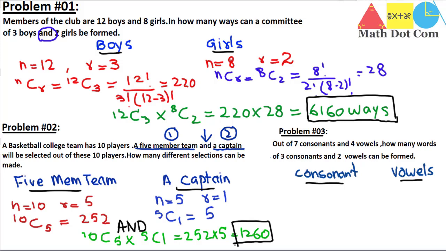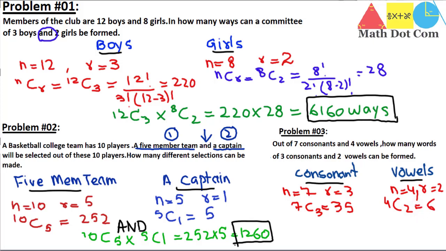So we can write it as: in total we have n equal to 7 and r equal to 3. Similarly in vowels we have n equal to 4 and r equal to 2. Once we know what n and r are, it becomes easier for us to find the different ways or combinations of the given problem. So it means 7C3 and 4C2. By 7C3 we will get 35 and from 4C2 we will get 6.